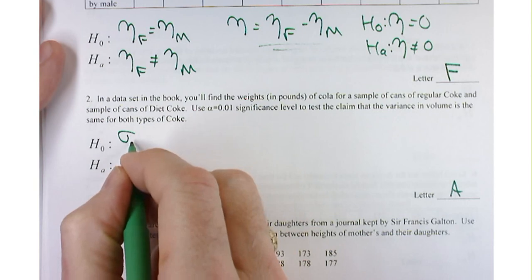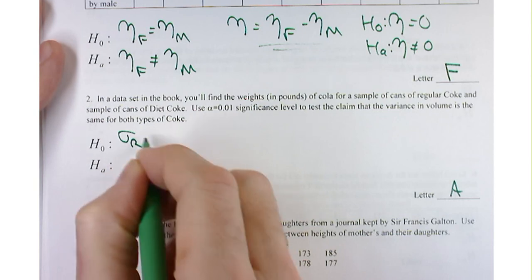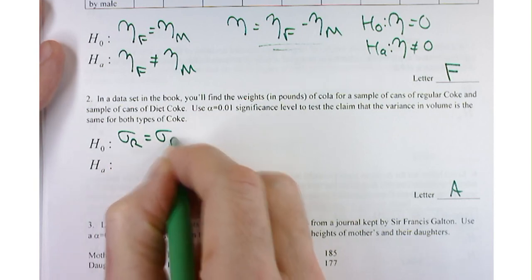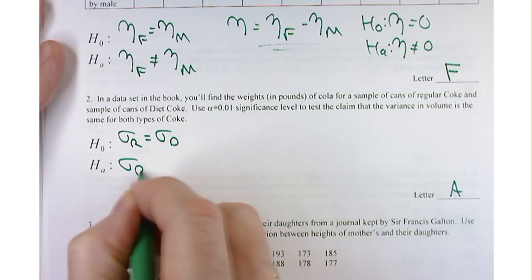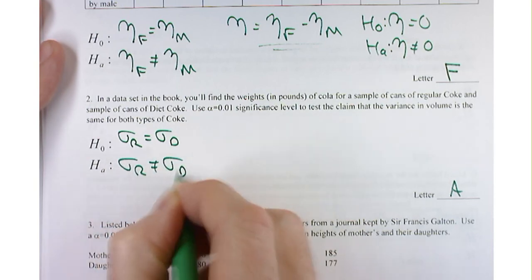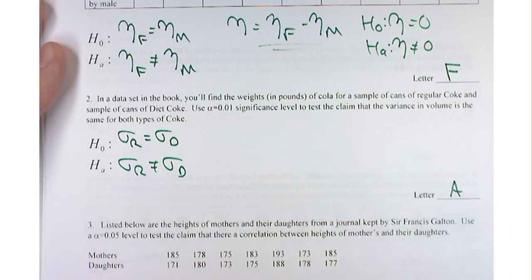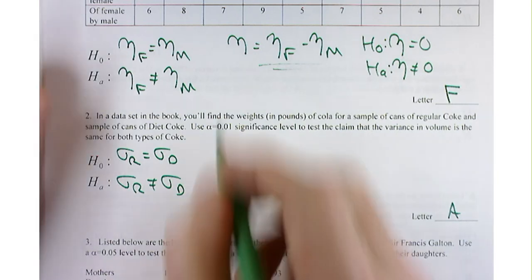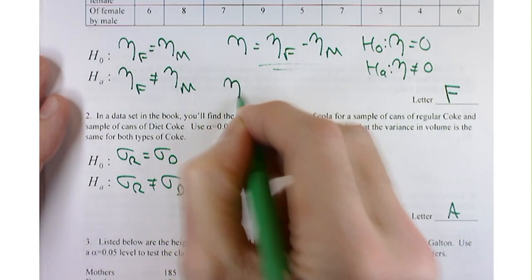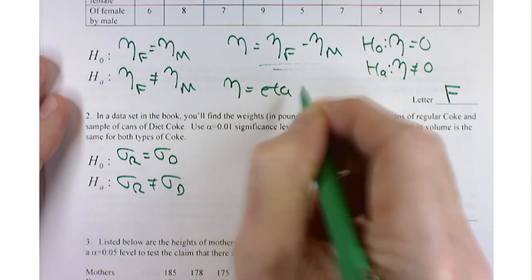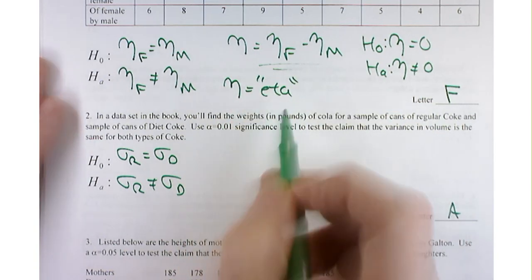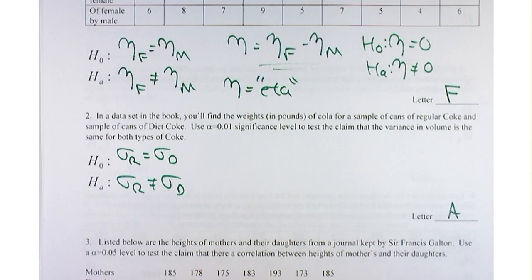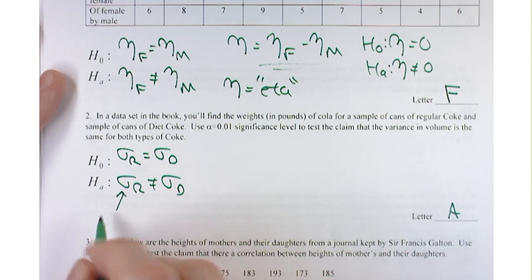So we can do it this way. Mu sub regular equals mu sub diet. Mu sub regular is not equal to mu sub diet. By the way, if you have trouble writing some of these symbols, and I know you're not used to writing Greek symbols, that's fine. You can use eta like that. If you want to just write me a note, say, all right, I know this looks crazy, but that's my version of eta, that's fine. This is sigma, it's lowercase sigma.